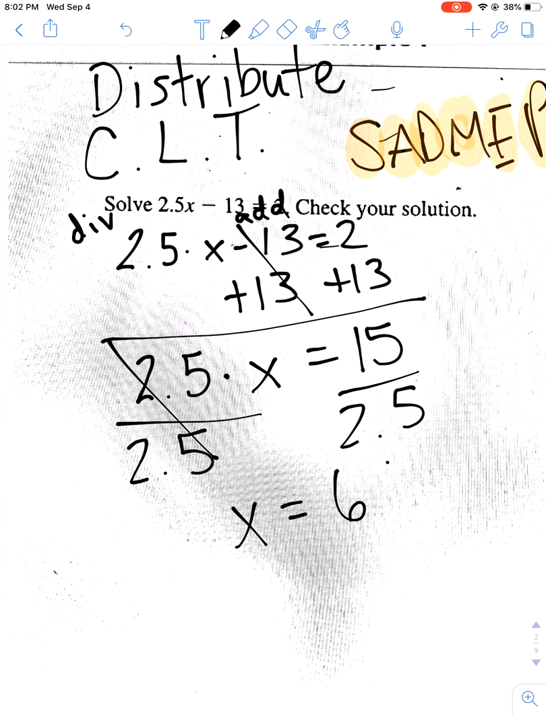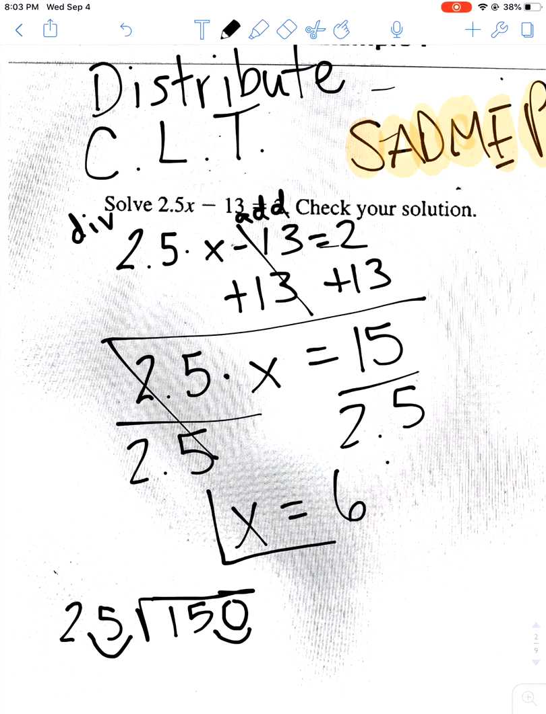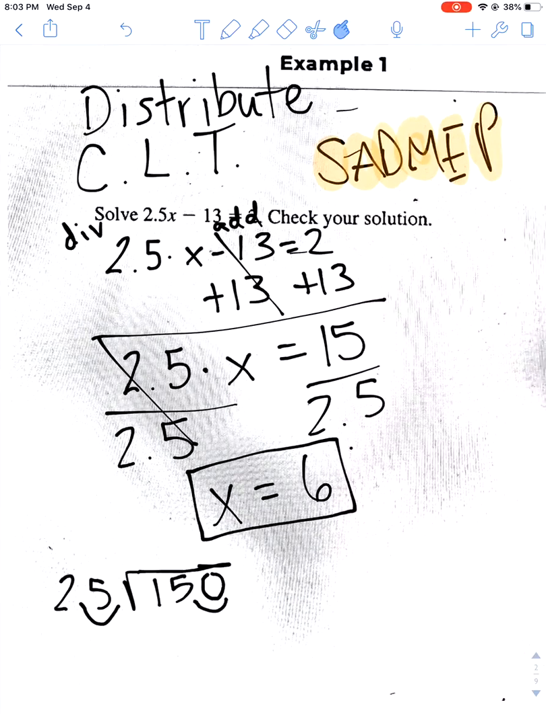To check that out, we know that that's 2.5 on the outside, 15 on the inside. Move this over 1, which moves this over 1. Put in a 0. And now we just kind of count by 25s. 25, 50, 75, 100, 125, 150. It took me 6 times to get to 150.